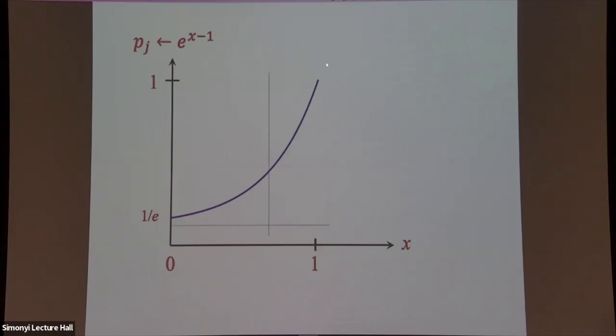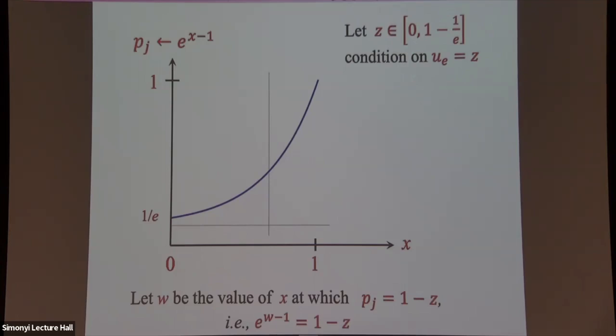So here is this function e to the x minus one, which determines PJ. So PJ is determined by picking X at random from 0 to 1 and computing this function. And let's condition on some value of Z in this interval 0 to 1 minus 1 over e, because that's the interval from which UE comes. So we're conditioning on the fact that UE is Z. And let W be the value of X at which PJ is 1 minus Z. Okay, so at W, PJ is 1 minus Z, and so W satisfies this equation: e to the W minus 1 is 1 minus Z, obviously.